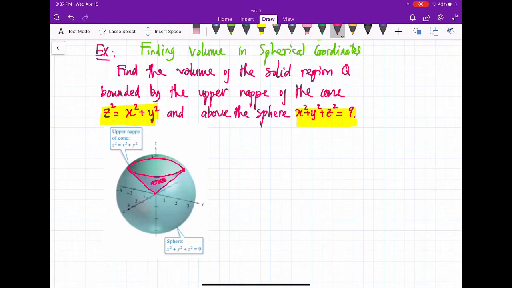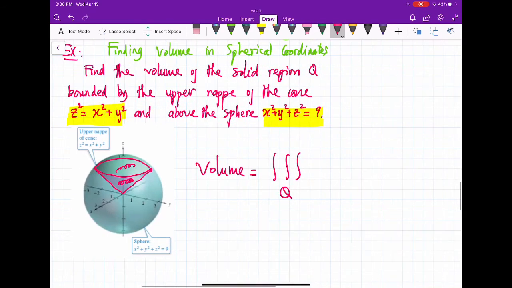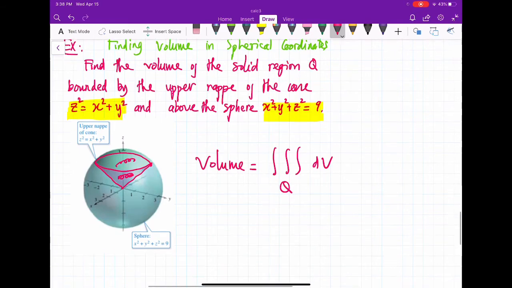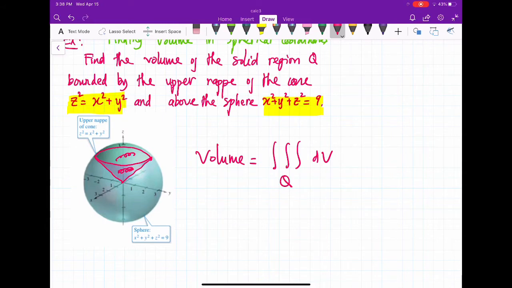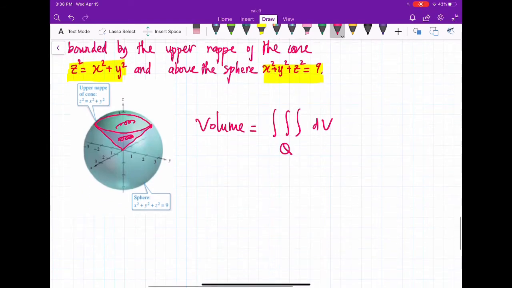And this is our solid region. Okay, let's write the integral of the volume. That is triple integral again over Q, and let's say dV. That is very general, right? And now we need to decide whether rectangular coordinates are good, or cylindrical coordinates are good, or spherical coordinates are good. Okay, let's write them down.